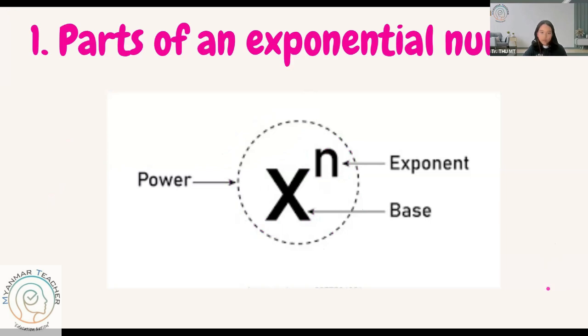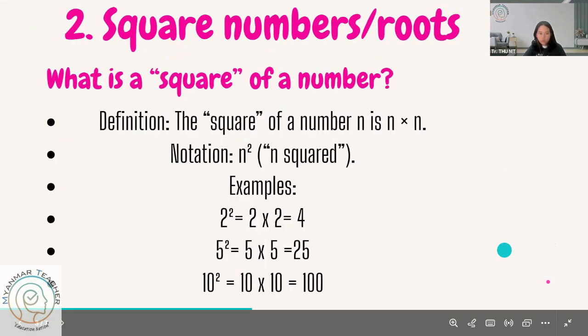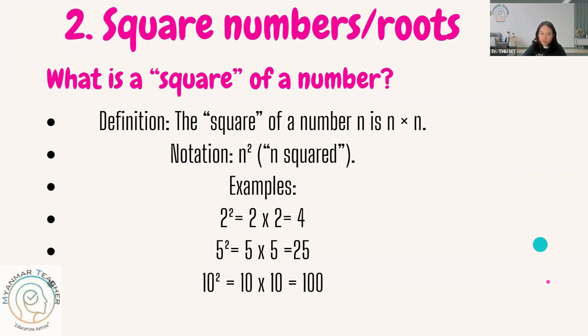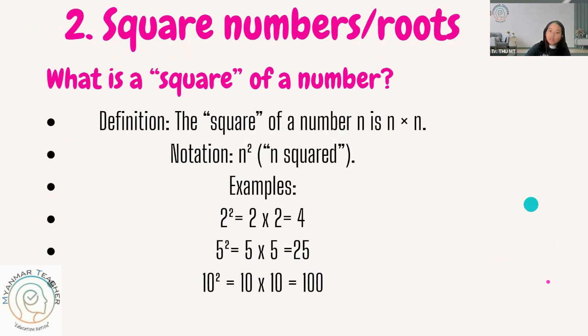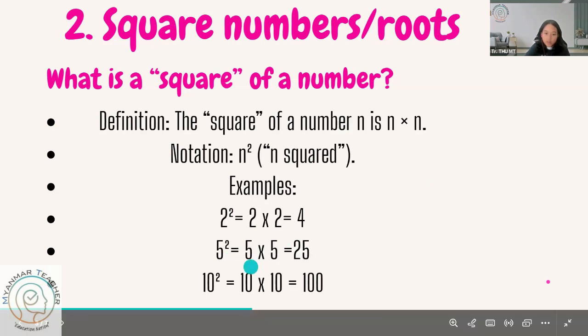Let's continue. Square numbers and roots. What is the square of a number? The square of a number n, where n is a variable, is n times n. The notation is n squared. Examples: 2 squared equals 2 times 2, which equals 4. 5 squared equals 5 times 5, which equals 25. 10 squared equals 10 times 10, which equals 100.